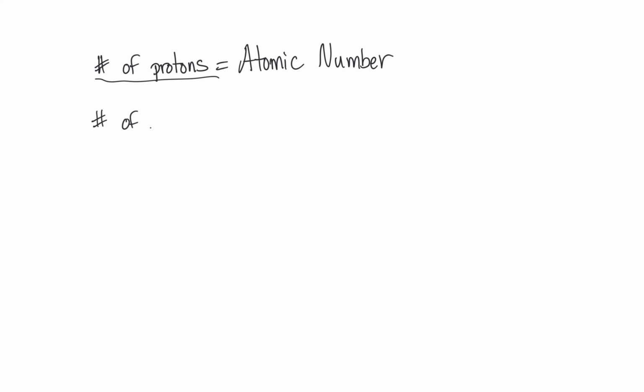The number of neutrons equals our atomic mass, that's the larger of the two numbers, minus the atomic number.